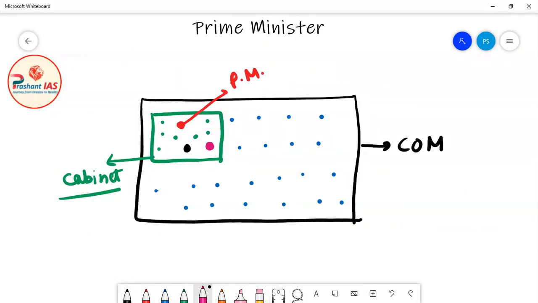Now friends, here on the screen you are again seeing the diagram of the Council of Ministers. This green rectangle is the cabinet and this big red dot is the Prime Minister. But this time there are two extra things. Let's suppose this pink big dot is the Finance Minister, and that big black dot is the Health Minister.